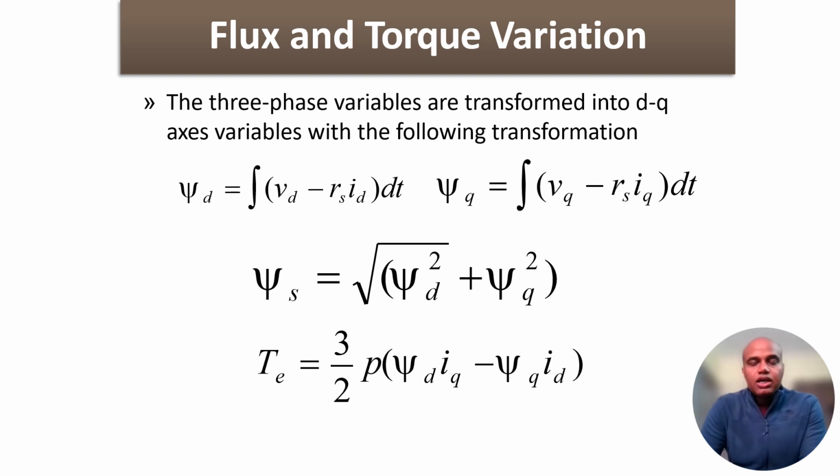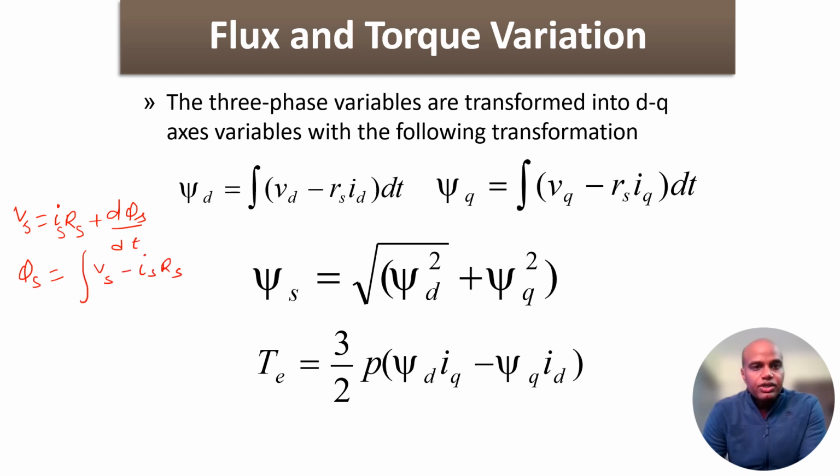Now let's understand how the flux and the torque variation happens. So I'm taking an example of the induction motor case over here. We know that the stator voltage Vs is equal to the drop in the stator, which is Is Rs, plus d phi s by dt. So taking that into account, I can say that the stator flux phi s is equal to the integration of Vs minus Is Rs.